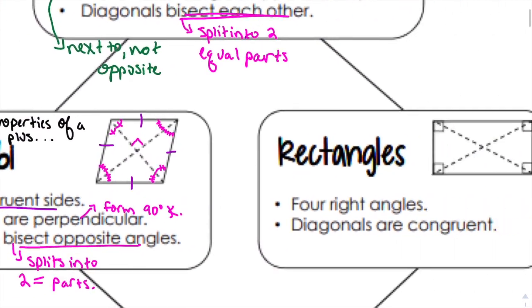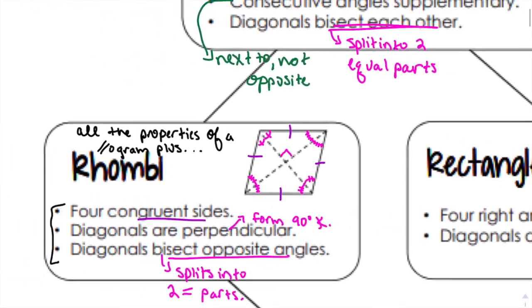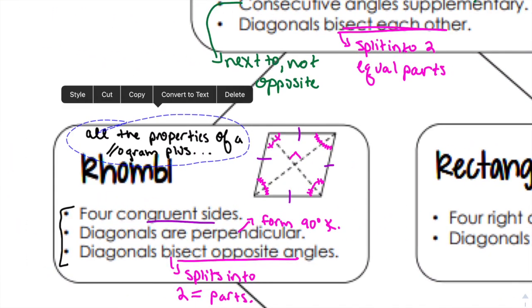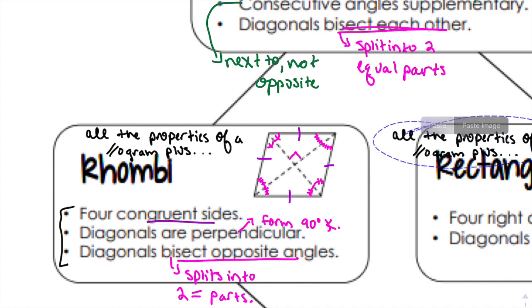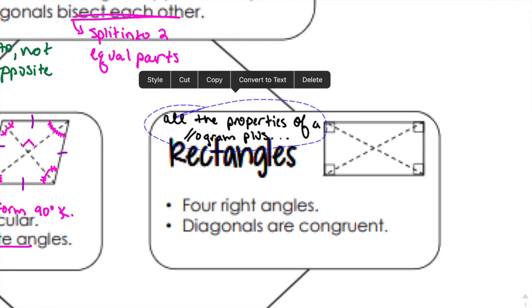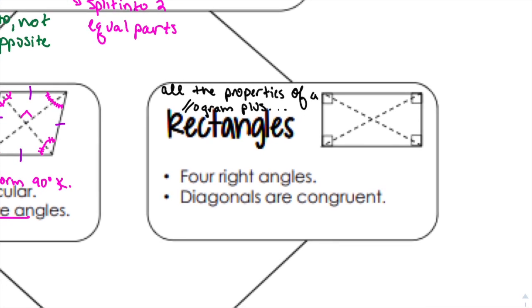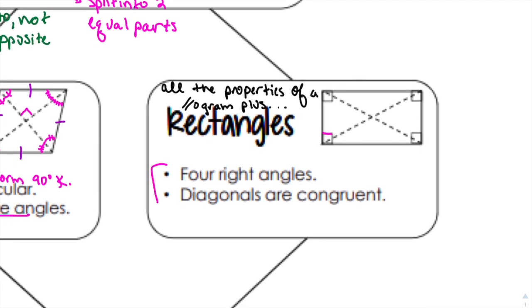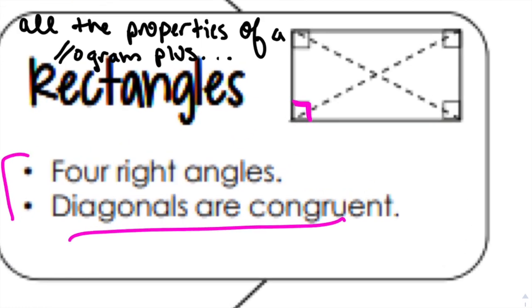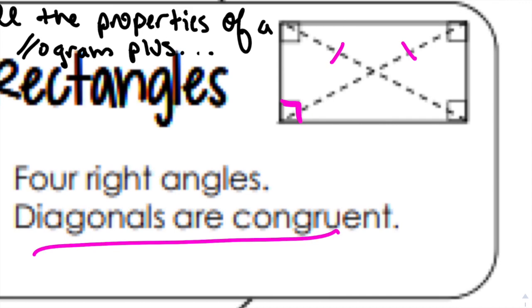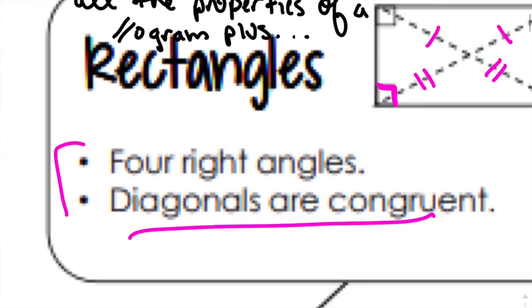Let's jump over, look at a rectangle. Now with the rectangle, the same thing applies. It has all of the properties of a parallelogram plus these two. So four right angles, already marked for you. That's nice, think of corners. And then the diagonals are congruent. So what that looks like is this. Okay. Yeah, so the whole length of those diagonals are congruent.